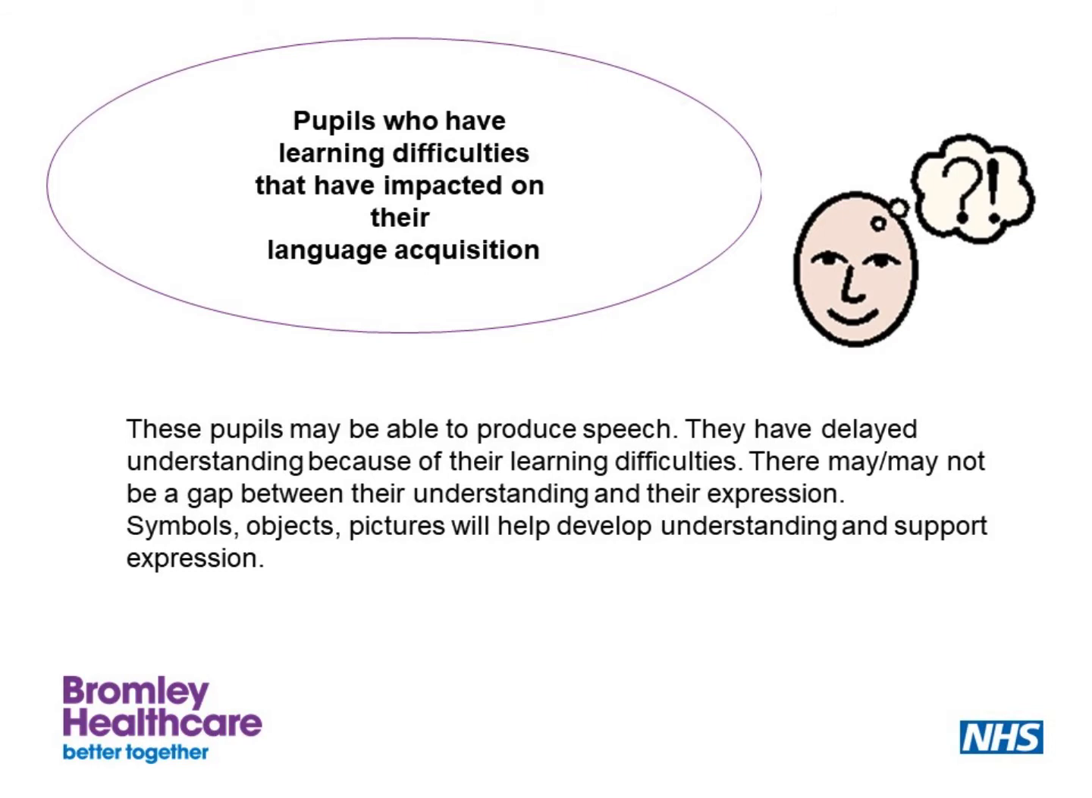And there may or may not be a gap between what they can understand and how they can express themselves. So for these children, symbols, objects and pictures will help to develop their understanding because they're visual, and we know that a lot of these children have strong visual skills, but they can also help to support their expression if they haven't yet developed speech, but they have some understanding.